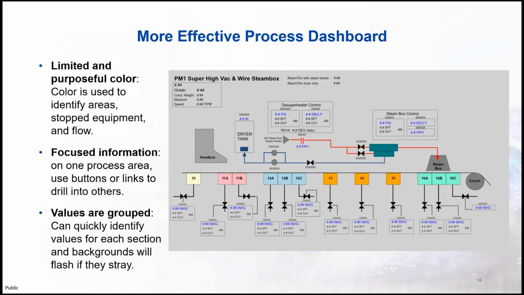This also has focused information. It's showing me one process area. It's showing me one paper machine from the head box to the steam box. It is not showing me all 5 or 10 different paper machines at once. It is focused on just one process area. And then I have my values grouped. So all my values are grouped based off of their controller or by their relevant information to the process area.